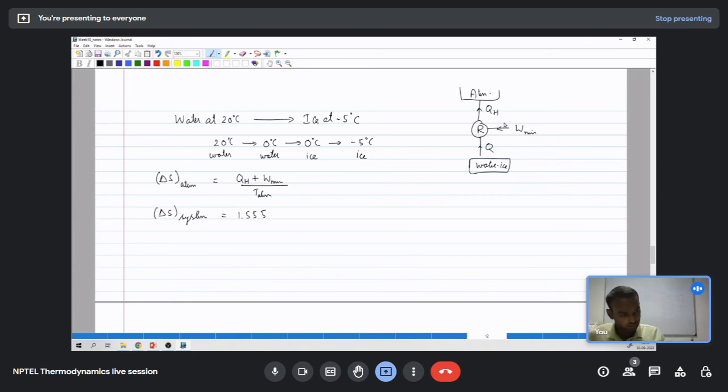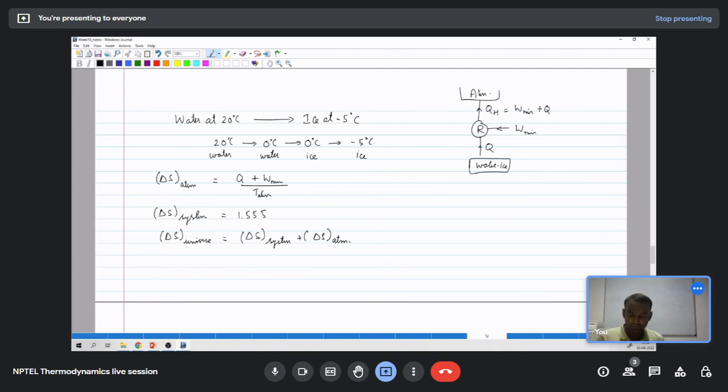Sorry, this is Q_H, which is W min plus Q. So we had only Q here. And yeah, delta S of the universe, during this refrigeration system also, is delta S of the system plus delta S of the atmosphere.